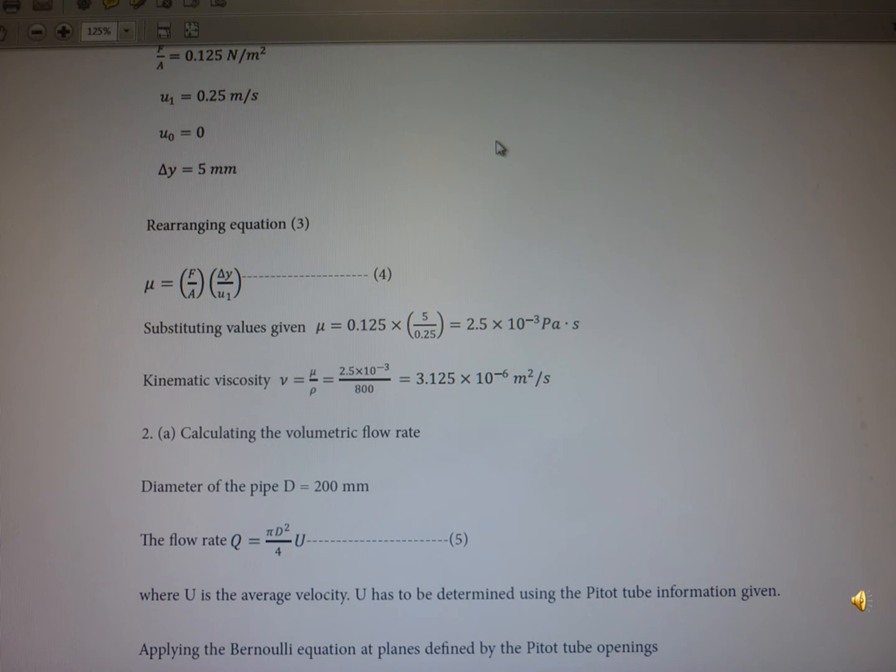In this equation, u is the average velocity, and u has to be determined using the pitot tube information. So we have to utilize the Bernoulli equation.